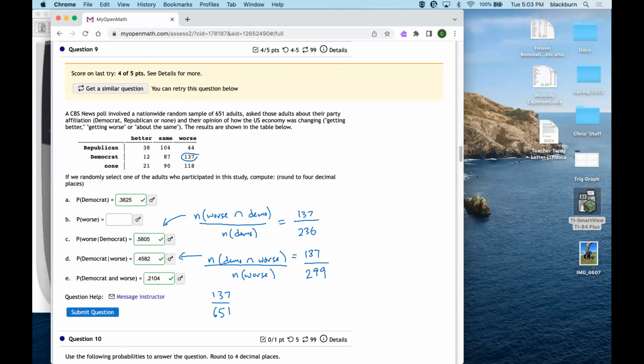All right, so there's number 9. That one was a little bit more involved because of the 2 different conditional probabilities. So what do y'all have on that one?